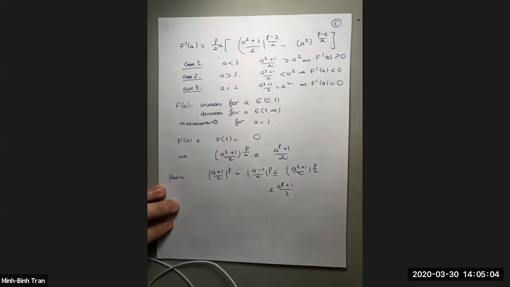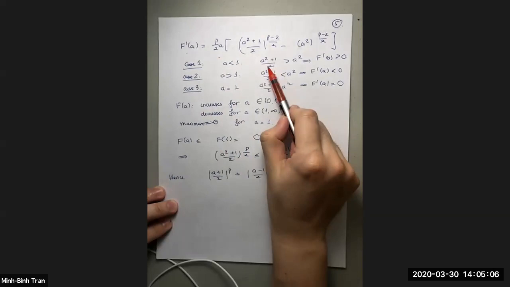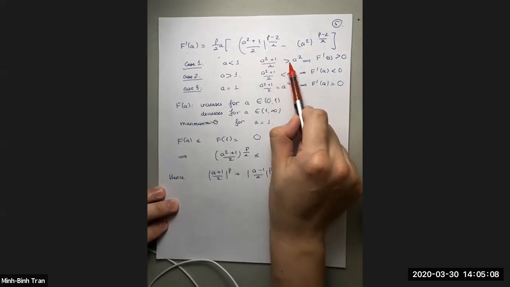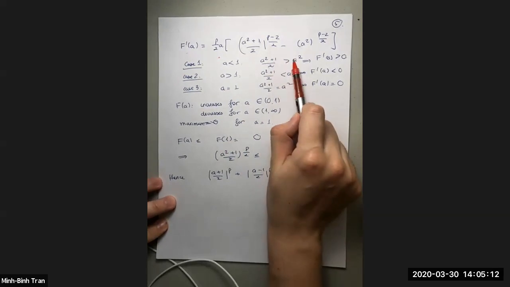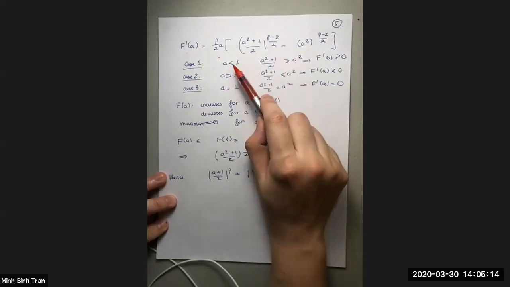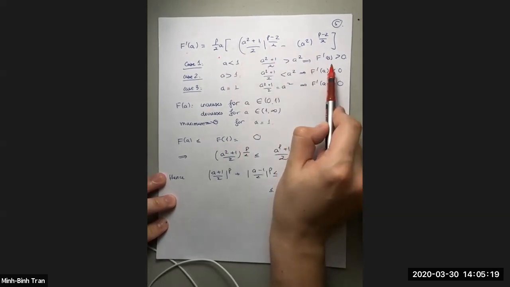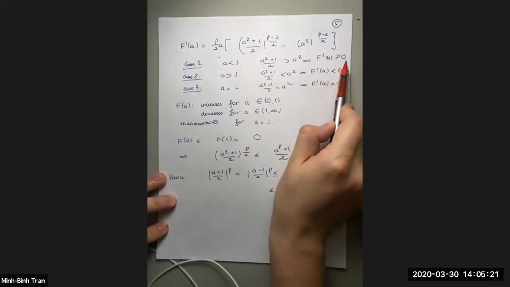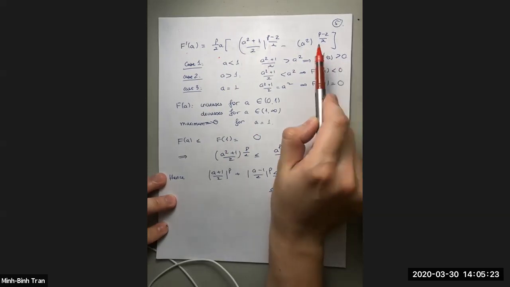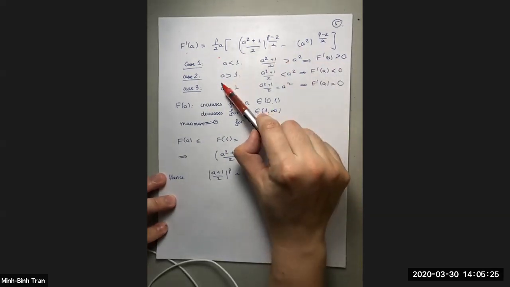When a is smaller than 1, is it clear that (a² + 1)/2 is bigger than a², right? Why? Because you multiply by 2 here and you get that 1 is bigger than a², because a is smaller than 1. Which means that when a is smaller than 1, f prime of a is positive, strictly positive.